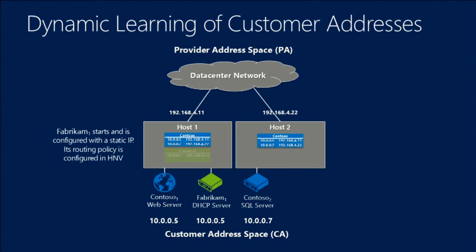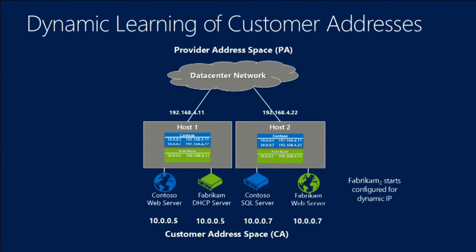Now a second tenant comes in. The second tenant is Fabrikam. Fabrikam wants to have this dynamic learning because they want the bring-your-own-DHCP scenario. They want to have a virtual network and place DHCP there, so other VMs on the virtual network can learn the IP address from this DHCP server. The DHCP server has to have a static IP, right? Otherwise, who assigns the IP address to the DHCP server? So for the DHCP server, you use the static IP.